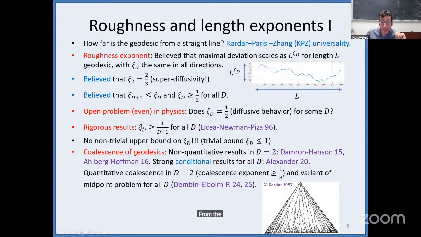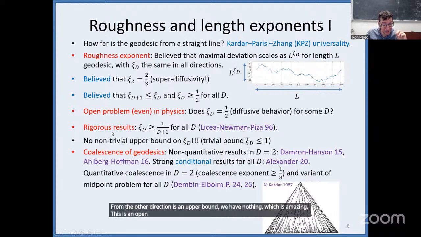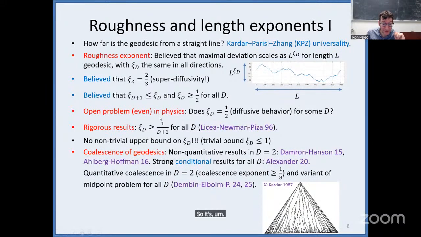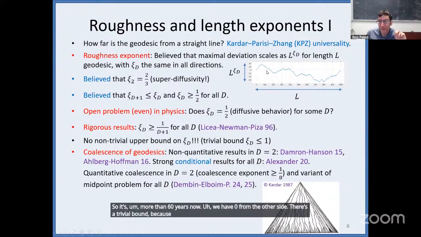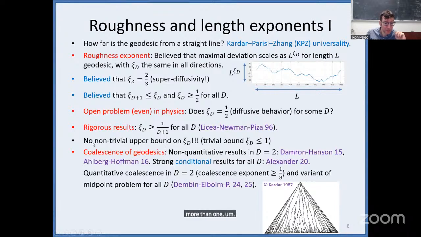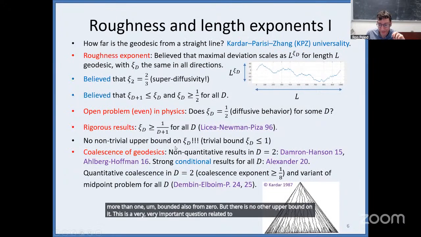From the other direction, as an upper bound, we have nothing, which is amazing. This is open since the initial paper of Hammersley and Welsh from 65. So it's more than 60 years now. We have 0 from the other side. There's a trivial bound. Psi d is at most 1 because I assume the edge weights were bounded. So it can never be more than 1, bounded also from 0. But there is no other upper bound on it. This is a very, very important question related to the strict convexity of the limit shape.